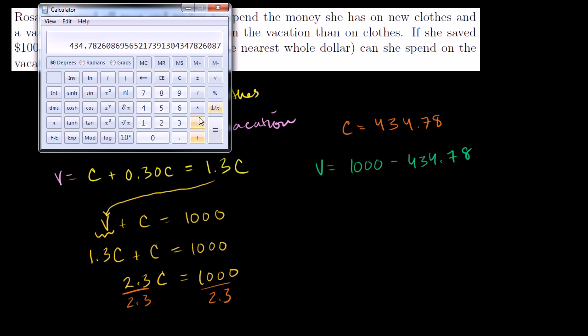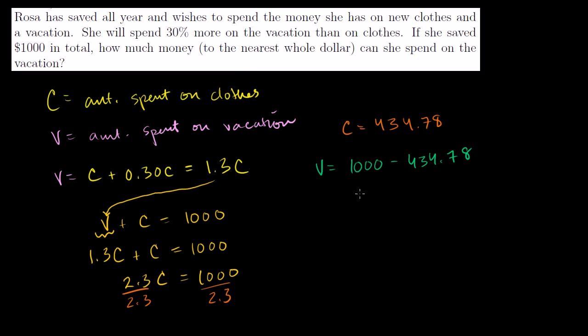I'll do the calculator for this one. So let's see. Let's make this into a negative number, and then let's add 1,000 to it. And we get $565.22. And I'll leave it up to you to check it. This is how much she spends on the vacation. These add up to $1,000. And this should be exactly 30% more than this amount, the amount she spends on her clothes.